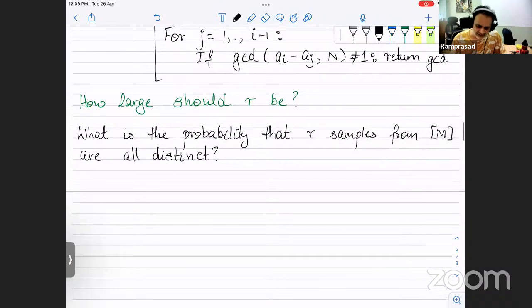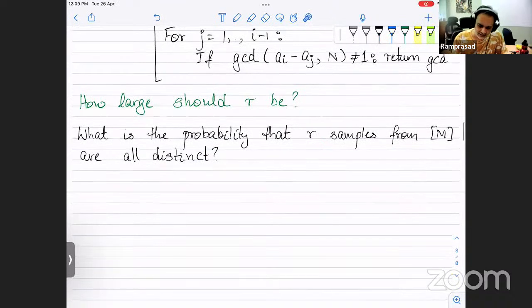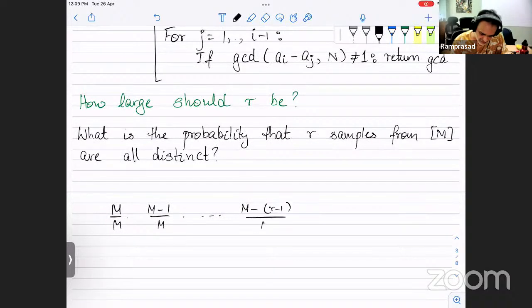So let's just do this. What's the chance that when I pick R samples they're all distinct? I'm just going to write it down, and if people challenge this, I will explain. So this is just M minus (R minus 1) over M, and so on. This is the chance that the first sample gives you something distinct, which of course it does. And for the second sample to be distinct, I better pick something I haven't picked already. And this is the total probability that the R samples I picked were all distinct.